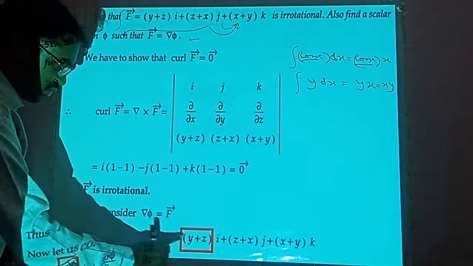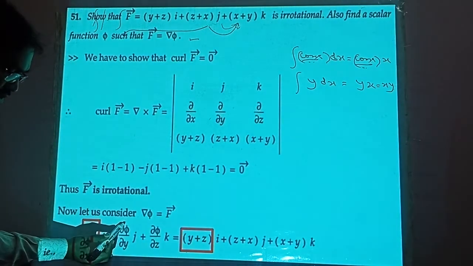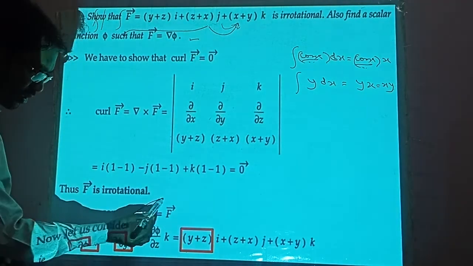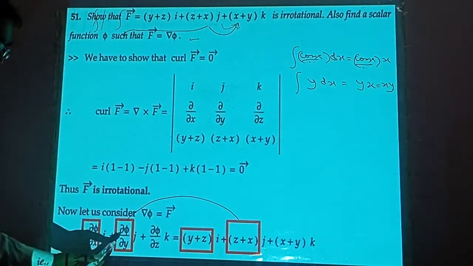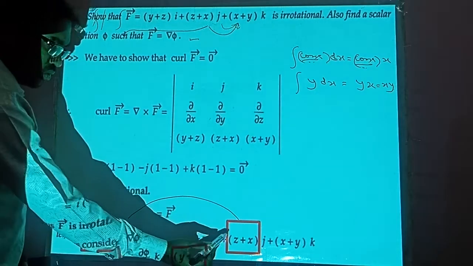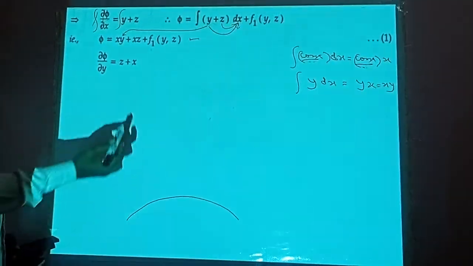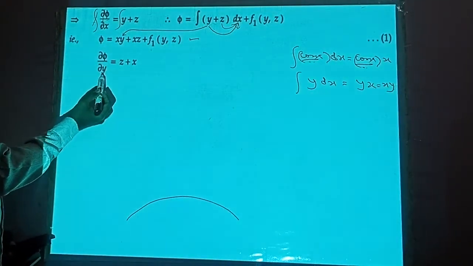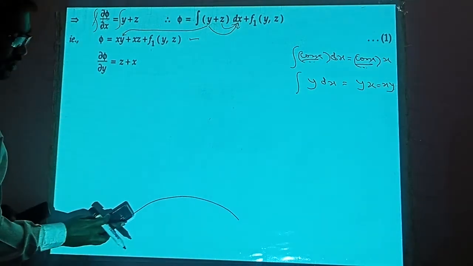So we have equated the coefficients of i. Now let us equate the coefficients of j. Let us equate the coefficient of j with this here. That is, dou phi by dou y is equal to z plus x. We will equate here: dou phi by dou y is equal to z plus x.